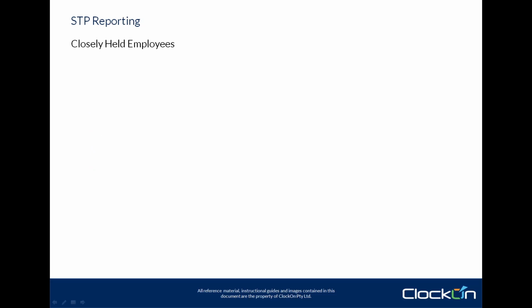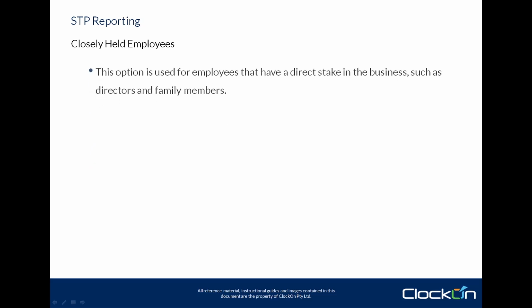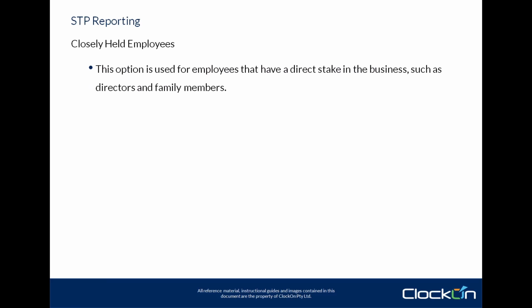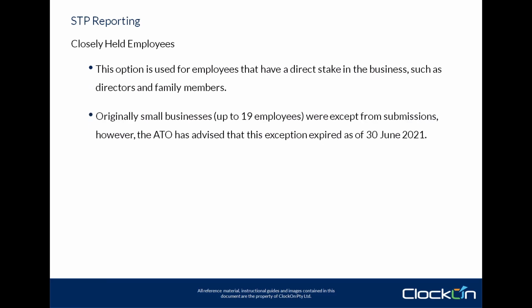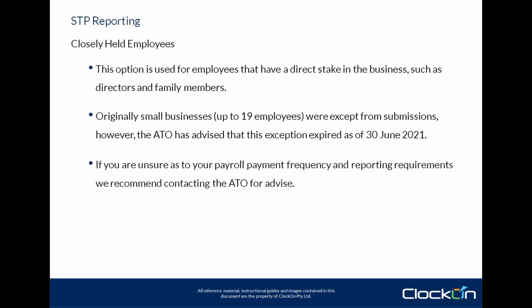First of all, let's go into closely held employees in a little bit more detail. The closely held employee is an employee that has a direct stake in the business, say directors or direct family members working for the business. Originally with STP, you didn't have to submit closely held employees if you had less than 19 employees within the business. This, according to the ATO's documentation, expired on the 30th of June 2021. If you weren't submitting these employees before, you likely have to now. But if you're unsure, please contact the ATO for advice.